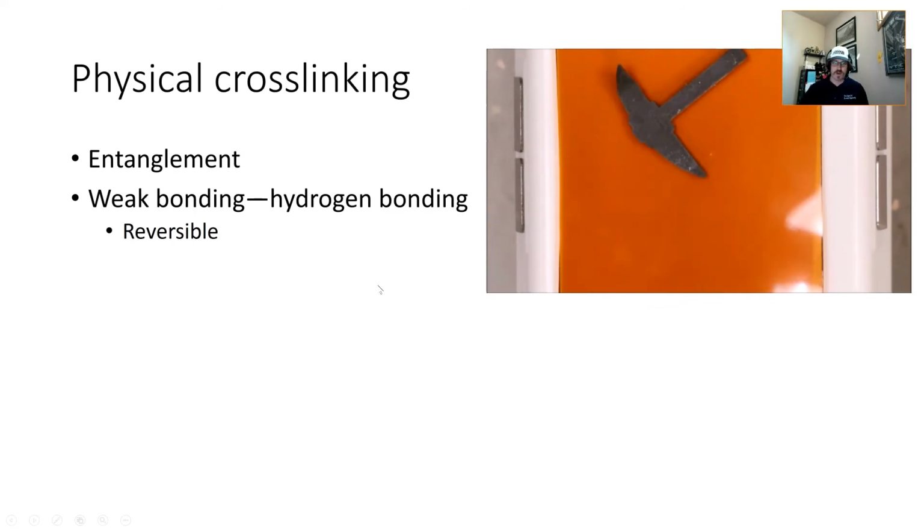And we have other experiments. What's holding that temporary shape is basically a physical crosslink, like entanglement and or hydrogen bonding. And in this case, I believe it's actually entanglement. So it's a reversible crosslink. It facilitates the function of shape memory polymers, actually, or one flavor of shape memory polymers. There's many. We'll see it later in the semester.